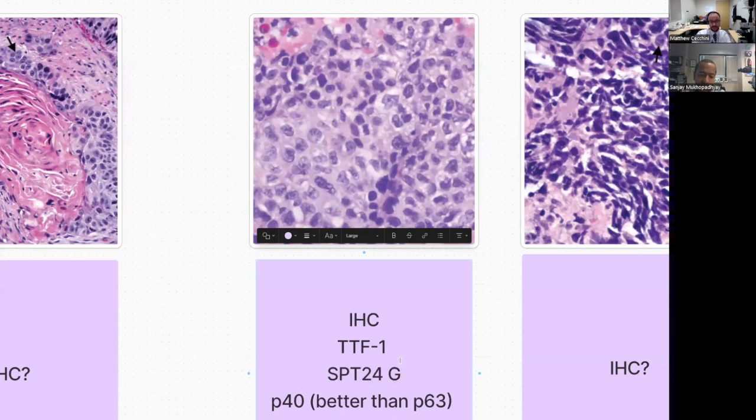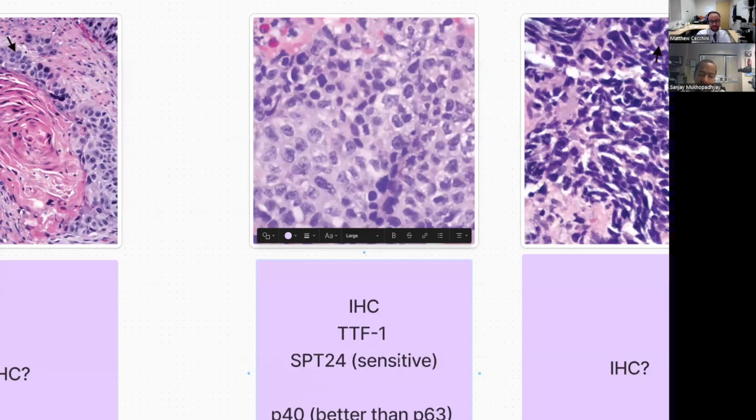So SPT24, which is the sensitive clone, and 8G7G3/1, which is the specific clone. I always forget the exact number. 8G7G3 slash 1. G3, right, 8G7. Yeah. And then G3. Thanks. Slash 1. Yeah. Too many G's. There we go. Thank you. Too many G's.